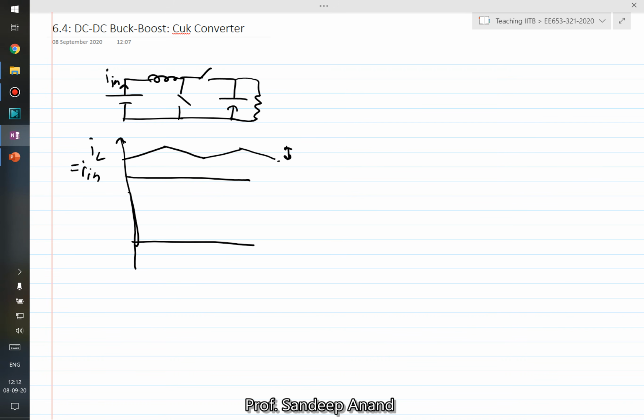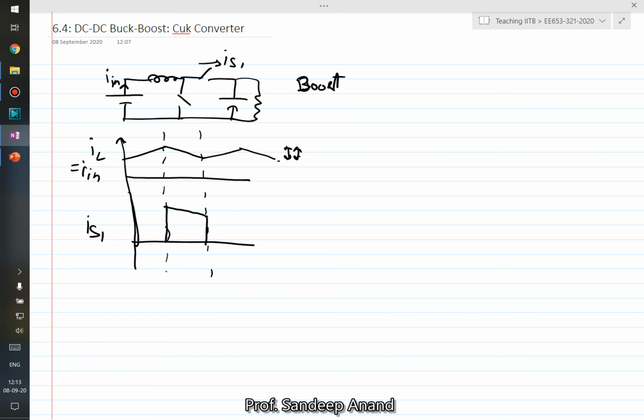But then what happens to the switch current IS1? Now IS1, when the switch is on, I'm drawing a boost converter, not a buck converter, but that's okay. Same thing is applicable for buck also. So I'm drawing a boost converter. So if you see, when you turn on switch S1, which is in the second half, then this is the current of switch S1.